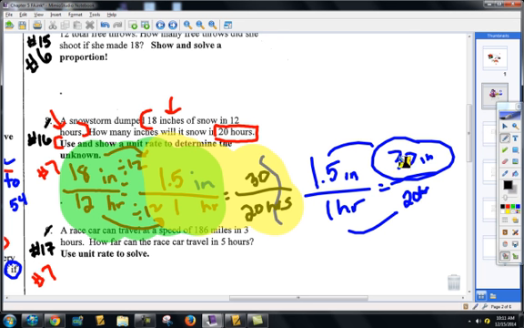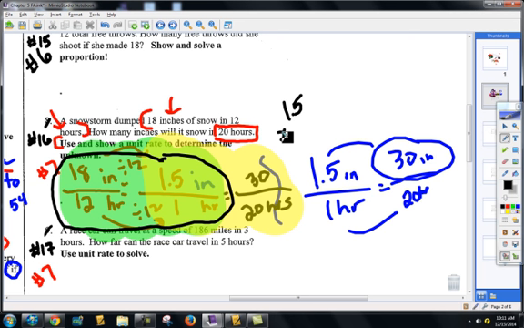And the last way that I'm going to accept, because I feel like you understand what's going on, is if you have this right there, and then you know that it's 1.5 inches in an hour, then you could do 1.5 and just go ahead and multiply it by 20. I will accept that also to get 30 that way. Everybody understand? I will accept that as well. Okay?